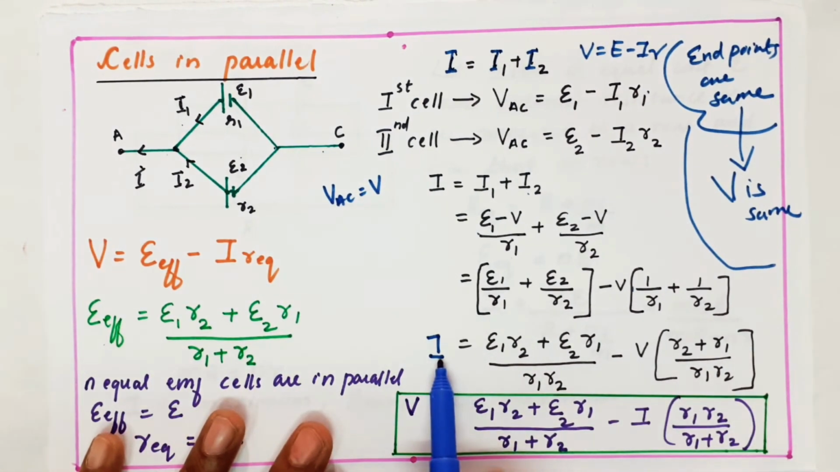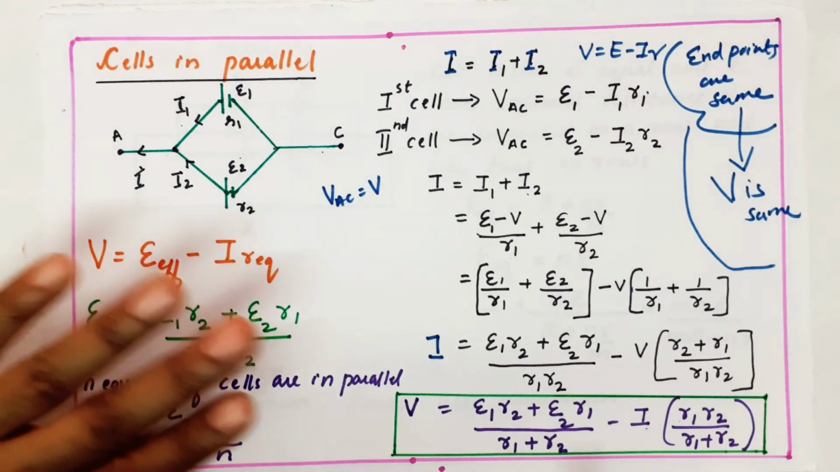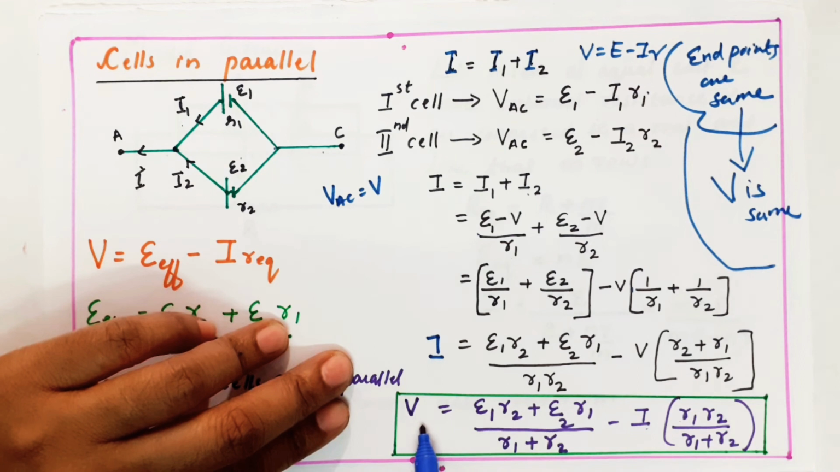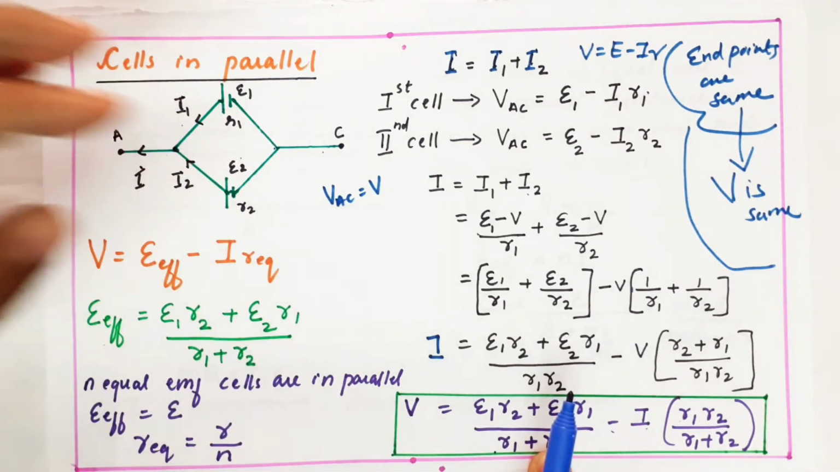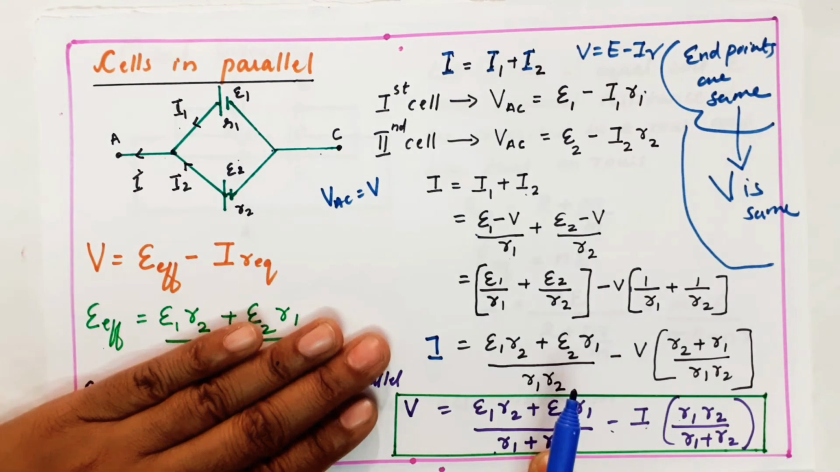For I, there is no other coefficient, so this full term will come: I into R1 R2 by R1 plus R2. So my equation became very simple. I got an equation here: V is equal to E1 R2 plus E2 R1 by R1 plus R2, minus I into R1 R2 by R1 plus R2. I need to tell a lot of things from here.